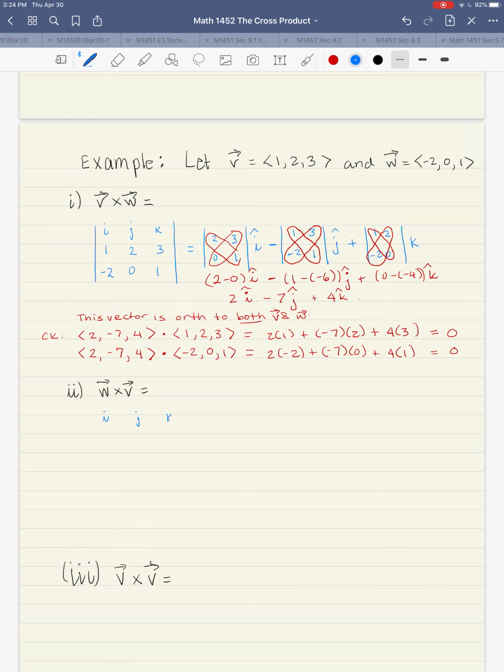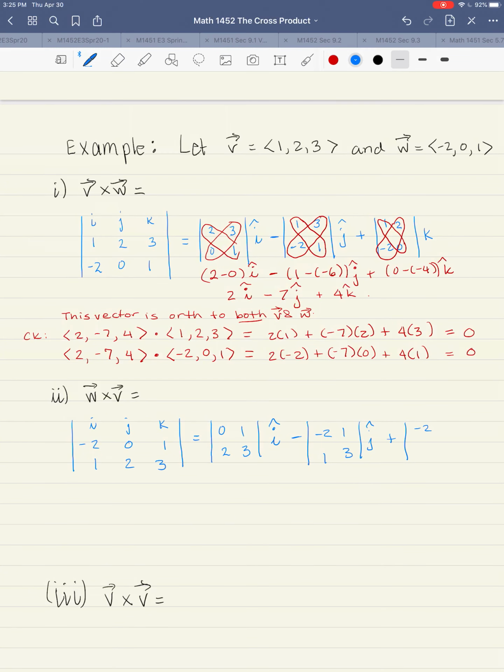Now we're going to compute w cross v. So we set up the same 3 by 3 determinant, but swap those two rows. Write the components of w first. And so let's expand this in terms of the 2 by 2 determinants. 0, 2, 1, 3, i minus negative 2, 1, 1, 3, j plus negative 2, 0, 1, 2, k.